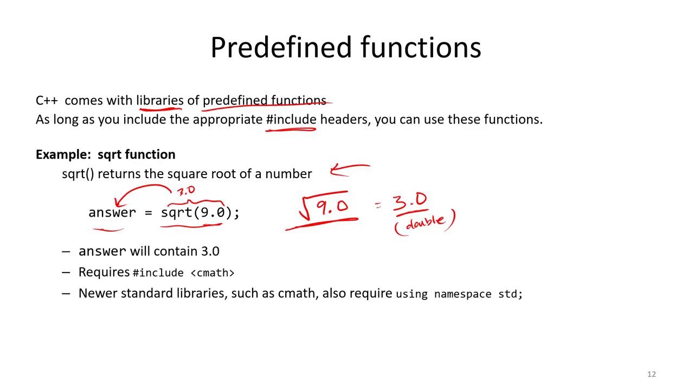In order to use the square root function, we need to include the cmath header. And one thing to note is that some of these headers, including cmath, will also require the standard namespace in your C++ headers. So it's a good idea to remember to use using namespace std and the appropriate include headers.